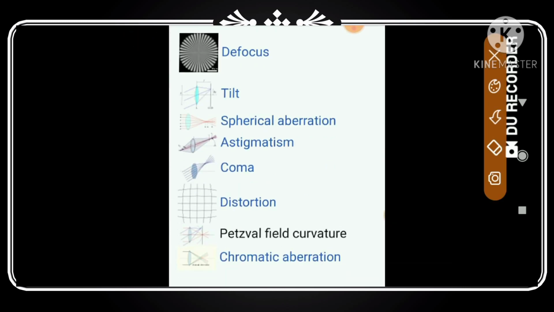And see here, there are other optical aberrations. This one is defocus. You can see the defocused image. This is also a blurred image, and we do not get a perfect image here. So this is an optical defect. And there is tilt, the ray diagram of this tilt, and the spherical aberration. I already explained about the spherical aberration.